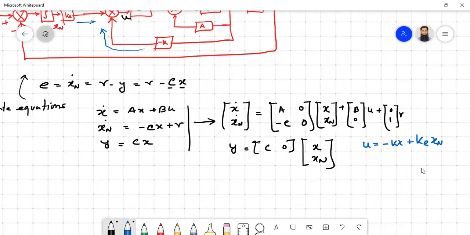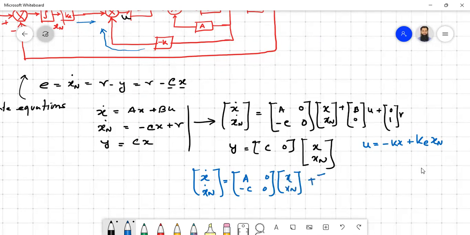So now if we put the value of u into the equation, then what we're going to see is that xn dot will be equal to a0 minus c0 xn plus b0, we have minus k and ke with xn.